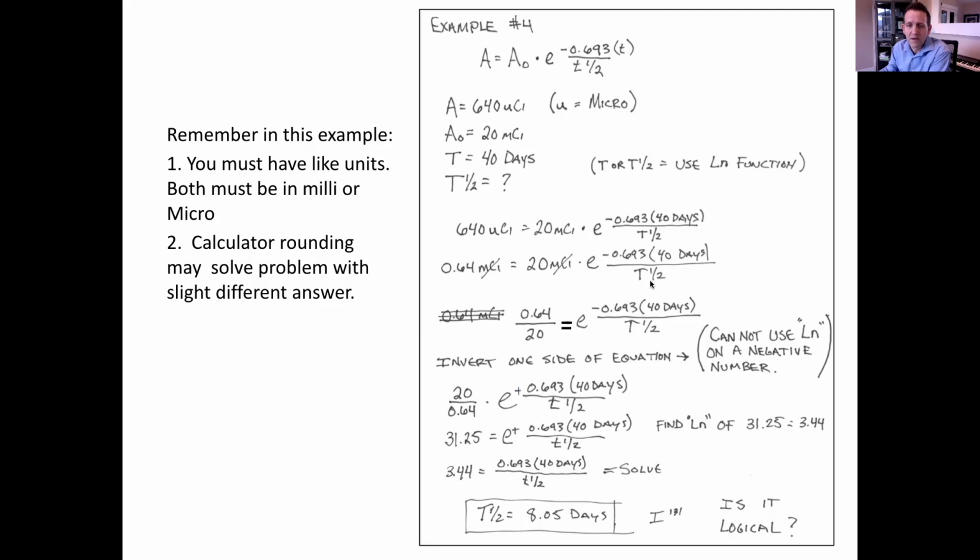Okay. Now, what are we going to do? We can't do anything to this part of the equation yet because it's a logarithm and it has an unknown factor, half-life. But we can do something over here. So we're going to do what we did before. We're going to divide both sides of the equation by 20 to get rid of this 20 over here. So when we divide by 20 over here, it cancels this 20 out. When we divide by 20 over here, we get this equation down here. Okay, so 0.64 divided by 20 is equal to the log of negative 0.693 times 40 days over half-life.